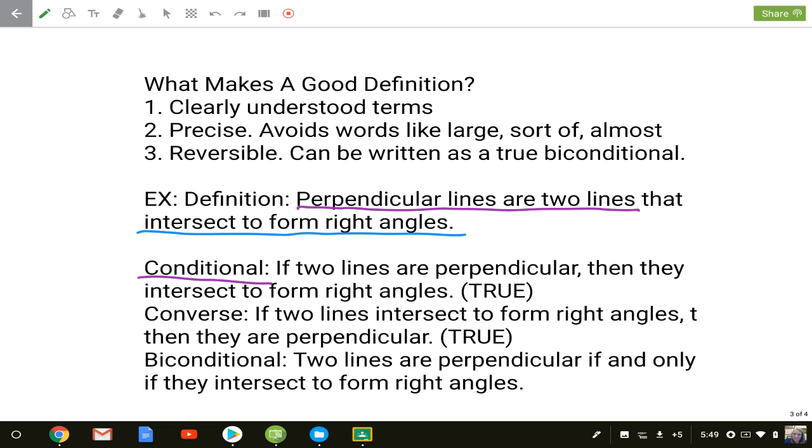All right, that is true. There's not a counterexample that shows that there's a time when the hypothesis is true and the conclusion is not. Okay, the converse, I'll just switch those around and say if two lines intersect to form right angles, then they are perpendicular. That also is true. There's not a time when two lines intersect to form right angles, they are not perpendicular. So there's no counterexample for that. All right, so since both of those are true, I can put them together into a biconditional, and I can say two lines are perpendicular if and only if they intersect to form right angles. So if I can take a definition and I can make a conditional and a converse that are true, then I can combine it into a biconditional, and that says that it's a good definition.